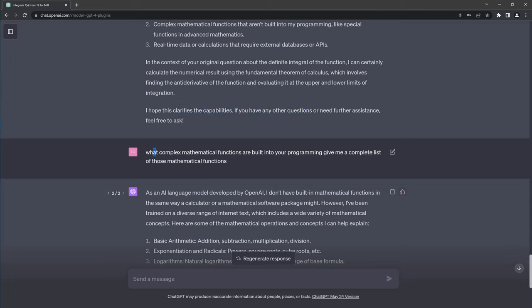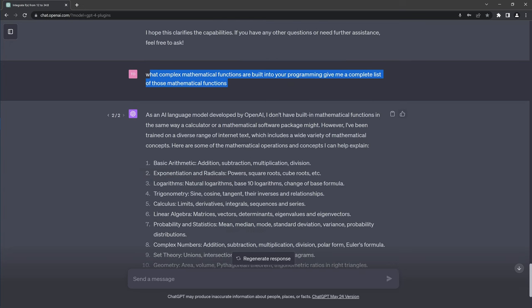So I ask it, hey, him, her, it, whatever this GPT is, what complex mathematical functions are built into your programming? Give me a complete list of those mathematical functions. I want to know what GPT-4 is able to do. It comes back: I don't have built-in mathematical functions like a calculator or a mathematical software package. However, I've been trained on a diverse range of internet text, which includes a variety of mathematical concepts. Here are some of the mathematical operations I can help explain.